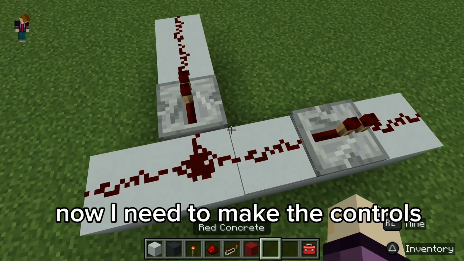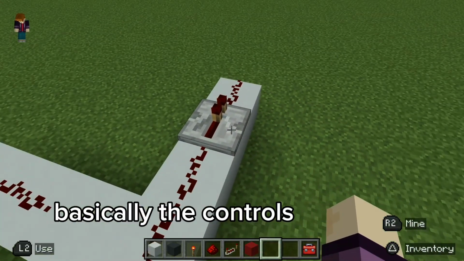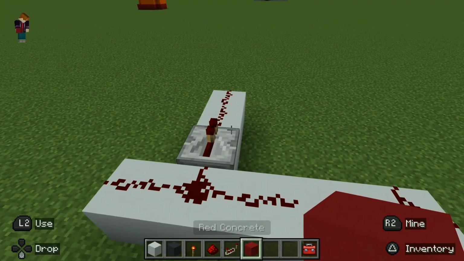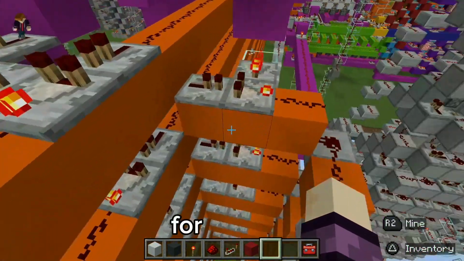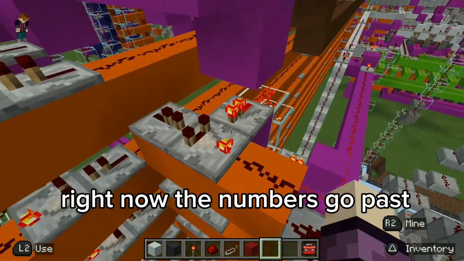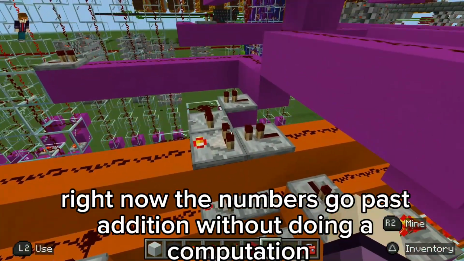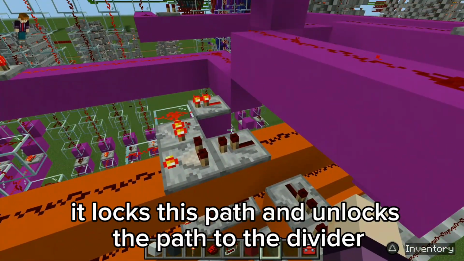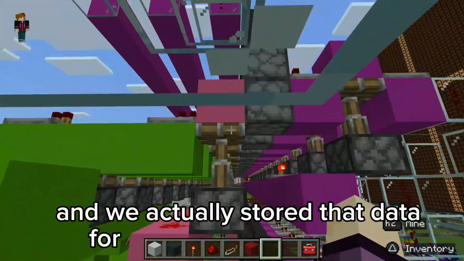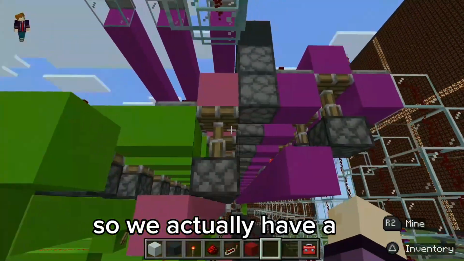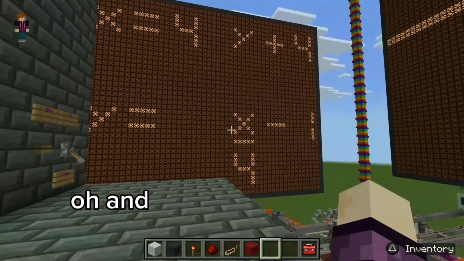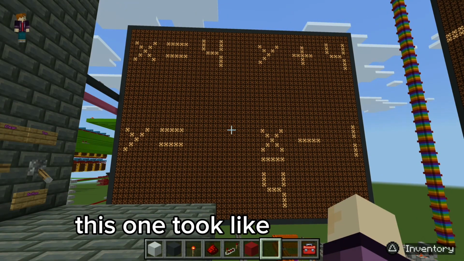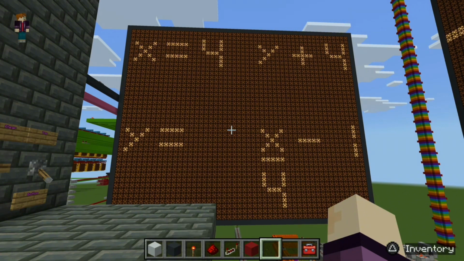Now I need to make the controls for everything. Basically, the controls need to be able to change the wiring of the machine in order for it to do a specific computation with just one button. For example, right now the numbers go past division without doing a computation, but when you select division, it locks this path and unlocks the path to the divider, and we actually need to store that data for 2 separate equations, so we actually have a line. Oh, and did I mention I have a second screen to display the equations? This one took like way longer, took like 5 hours.